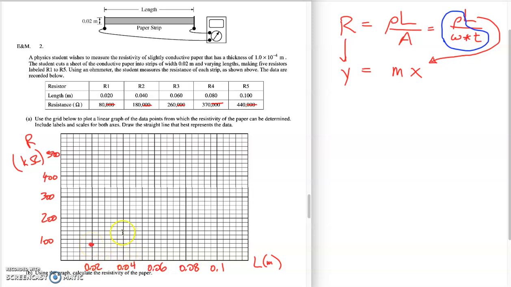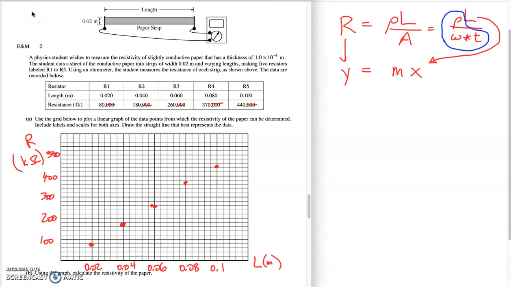Over to 0.4 and up to 180. Over to 0.6 and up to 260. 0.8 and 370 will be, let's see here, in between. I know I'm being a little bit sloppy here. And 440. And hey, look at that, we've got a straight line just like they told us we would. Now we need to draw the line and find the slope.